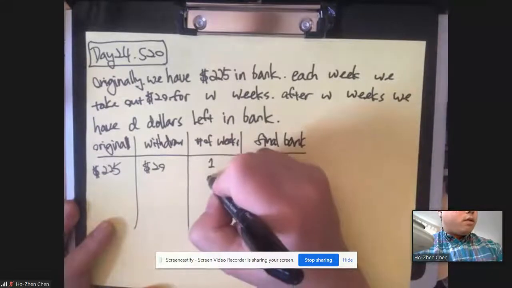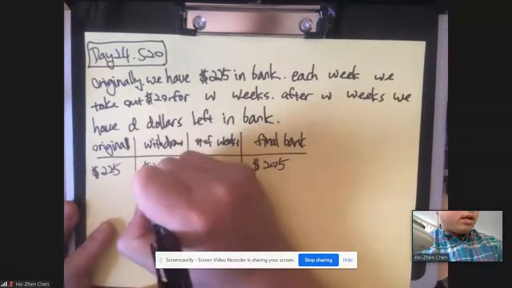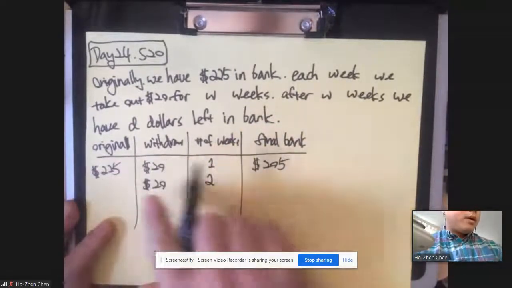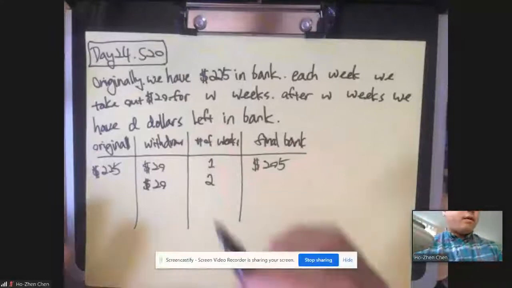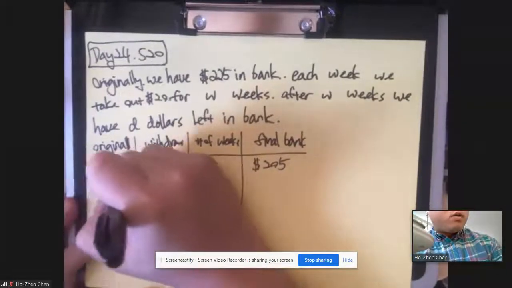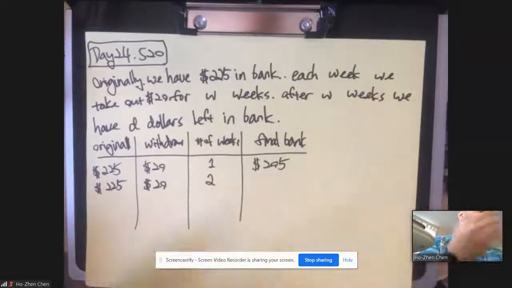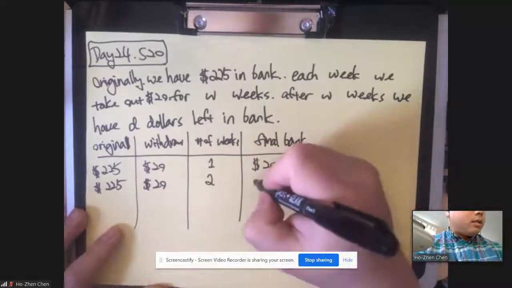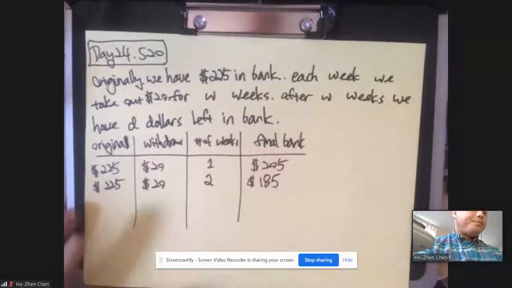Let's look at the scenario for week 2. Compared to the original bank account savings, we have 225. After week 2, we take out $20 twice, so this is going to give me a total of 185.